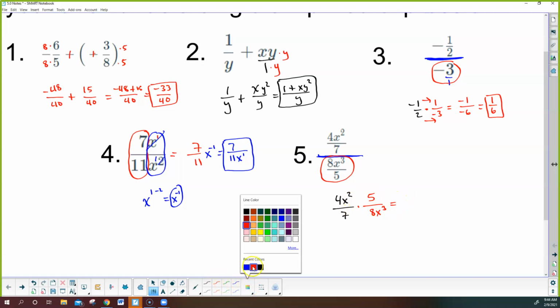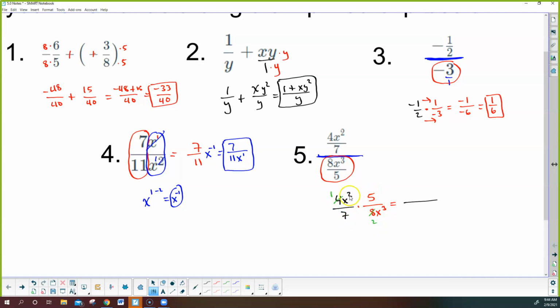However, one of the things that I've noticed is if I'm going to multiply straight across anyways, I've got some factors that could reduce out. Like think of this 4 and this 8, they share a common factor. So I'm going to take away a factor of 4. So that's going to leave me with a 1 and a 2. 5 and 7 don't have any common factors, but I have x squared and I have x to the third. So I've got x times x on top and x times x times x on bottom.